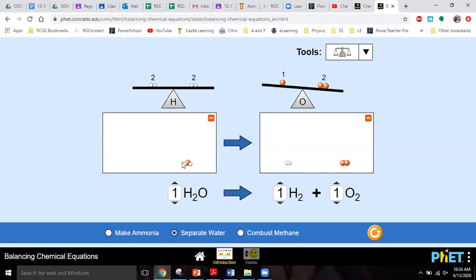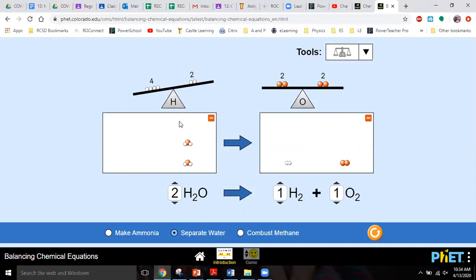So our hydrogens are balanced, but our oxygens are not. We have 1 red oxygen on the left, 2 red oxygens on the right. That's not balanced. And I have to have at least 2 over here on the right. I can't have less than 2. So if I'm going to end with 2 oxygens, then I'm going to start with 2 oxygens. So I'll put a 1 over there. I got my red oxygens to balance out.